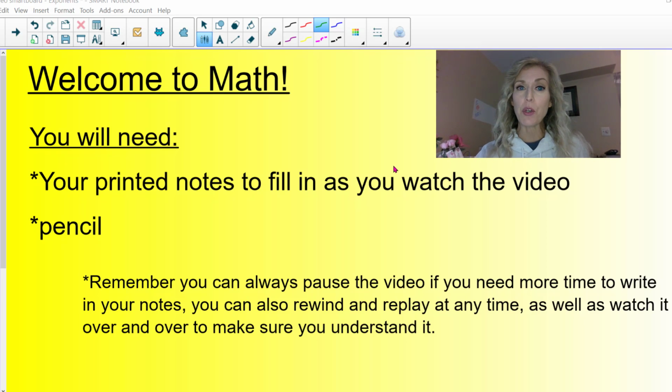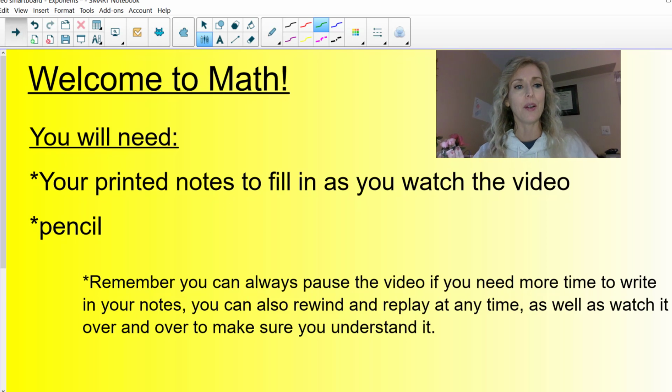Make sure you have your notes and a pencil in order to be able to take notes as you watch the video. You will probably need to pause it in order to be able to complete all of your notes. And make sure you also go back and rewind any parts that you need to rewatch to make sure you completely understand everything before coming to class.